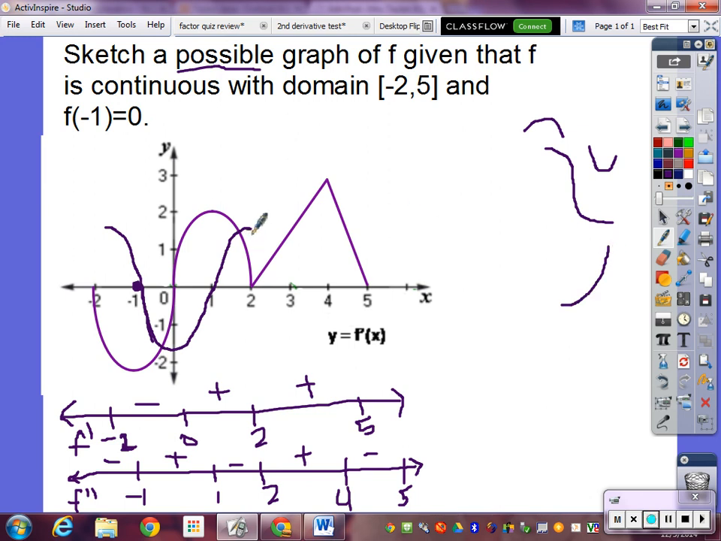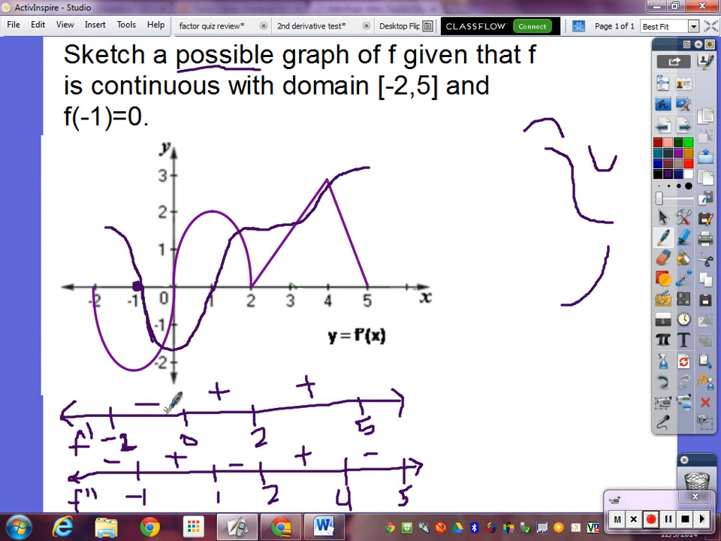So concave up and increasing all the way to 5, but at 4 I change back to concave down. So increasing, but at 4 I've got to concave down, but still increase. So it looks like that. I went past 5, so I need to erase some of that. And so, yes, it's a very, very rough sketch. However, it is accurate according to my sign charts.